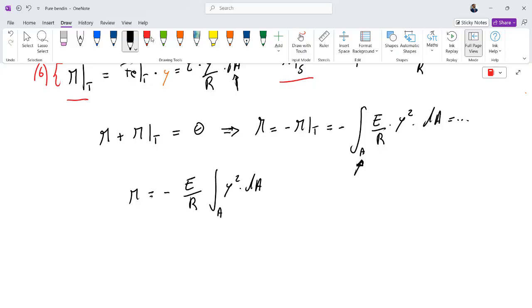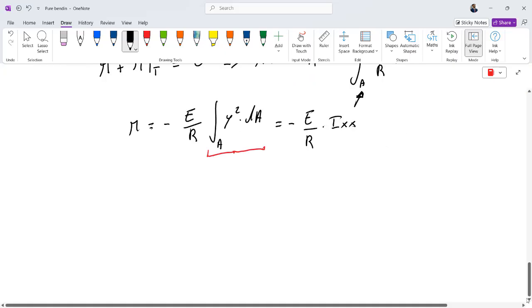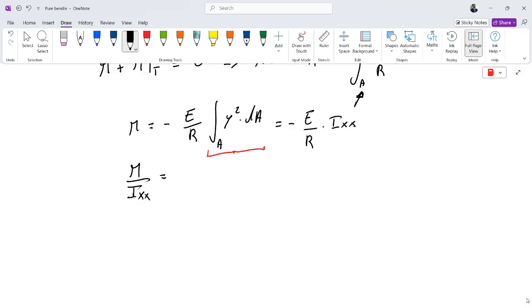But this quantity is the second moment of area, that in Italian is called momento d'inerzia, but in English is also known as the inertia moment about x-axis. So we can obtain minus Young modulus divided by R times Axx. We can write that the moment divided by the moment of inertia about x-axis is equal to minus the Young modulus divided by R.